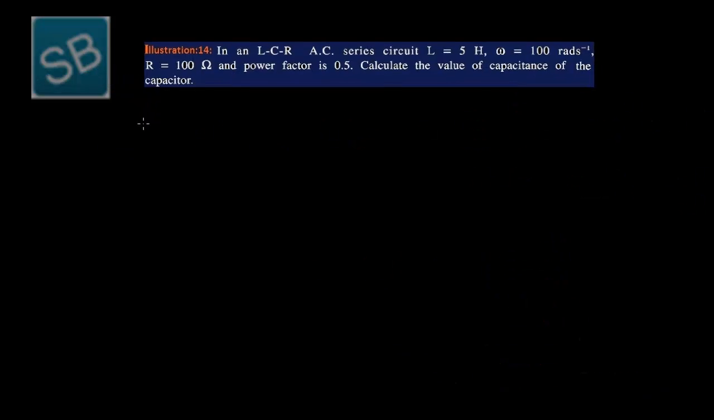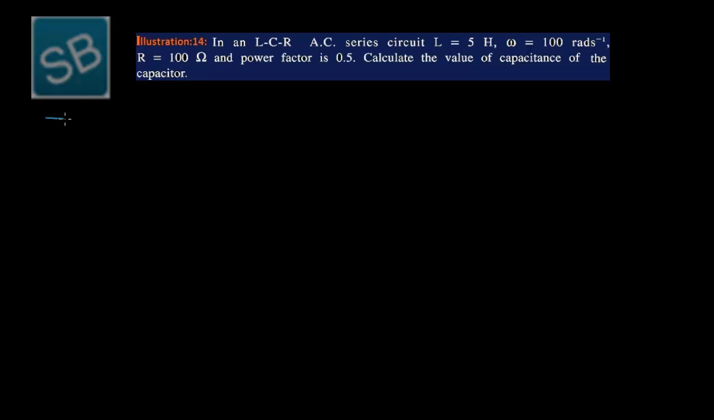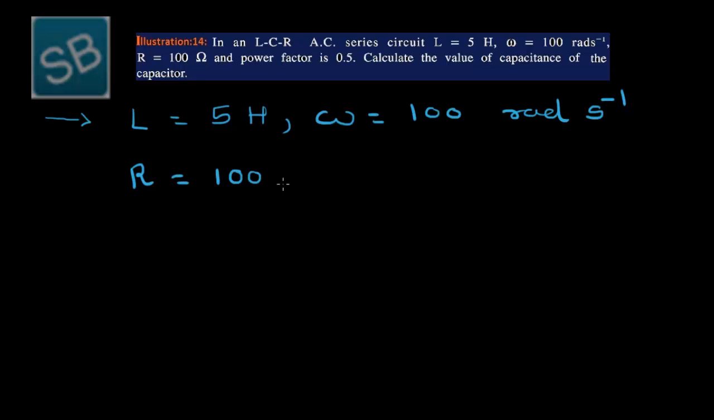Illustration number 14. In an LCR AC circuit, the value of inductance is provided: L is equal to 5 Henry, and the value of angular frequency, that is omega, is given as 100 radian per second. And it is actually the angular velocity, remember. And the value of resistance is given as 100 ohm. And the power factor, what is the value of power factor? Means cos delta, that is 0.5.